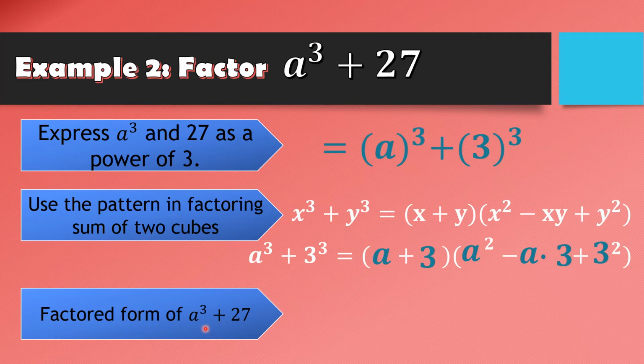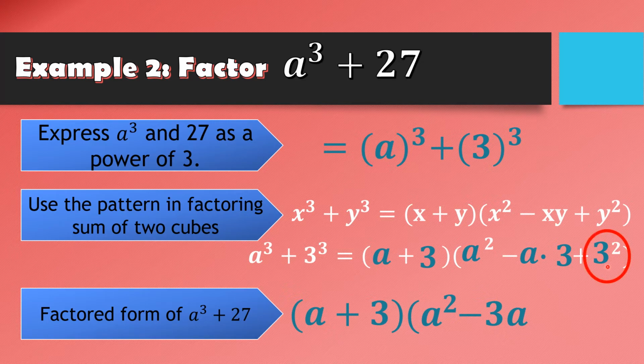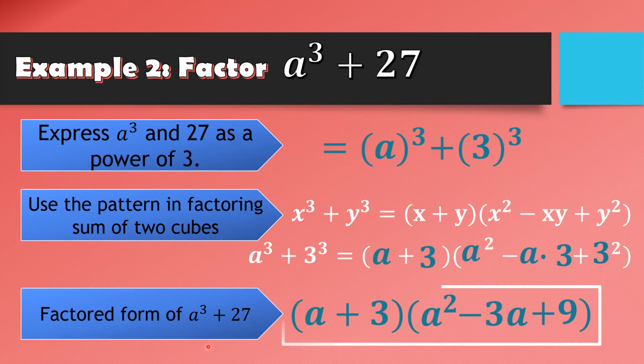So, for the factored form of a cubed plus 27, copy lang natin ng a plus 3 since wala naman na tayong kailangang i-add or i-multiply dyan. Then, a squared is equal to a squared. Then, negative a times 3 is equal to negative 3a plus 3 squared. 3 squared is equal to 3 times 3. So, the answer is plus 9. Therefore, the factored form of a cubed plus 27 is the product of a plus 3 and a squared minus 3a plus 9.